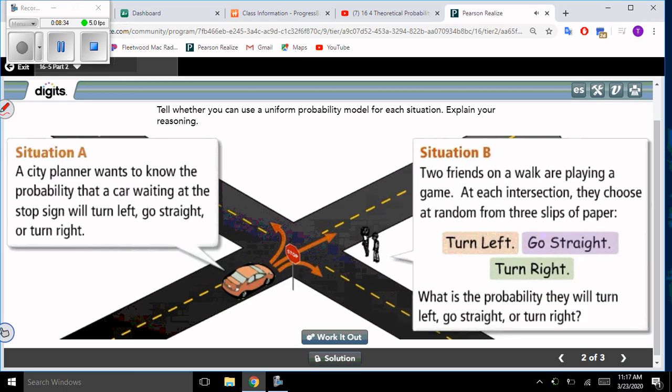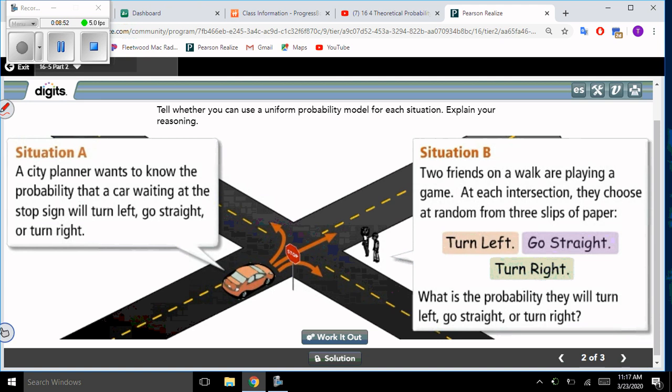All right, so situation A. Okay, let me go to situation B first. You're playing a game. 2 friends are on a walk. At each intersection, they simply choose at random from 3 slips of paper. You can see the 3 slips of paper are turn left, go straight, or turn right. What's the probability that they will do that?